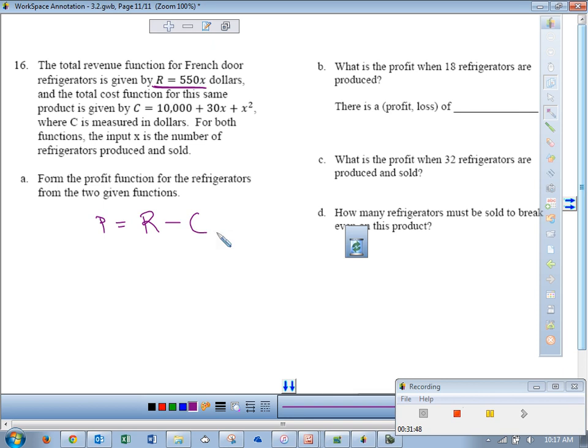These type of problems aren't going away. This profit, revenue, cost. They're trying to introduce that to you because it's new to you, right? Profit is the money you make, which is called revenue, minus your cost. So wouldn't profit equal revenue is 550x? Everyone cool with revenue being 550x? Then I got to subtract away the entire cost function, so I need to make that a quantity because I'm subtracting the whole thing.